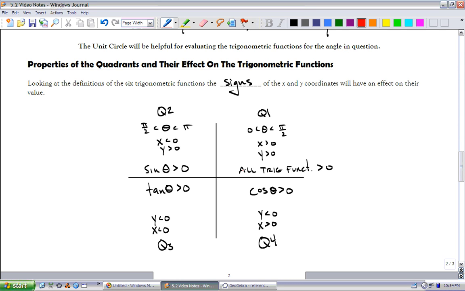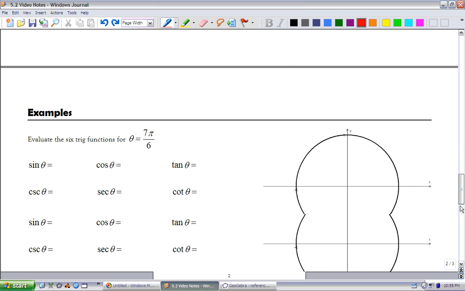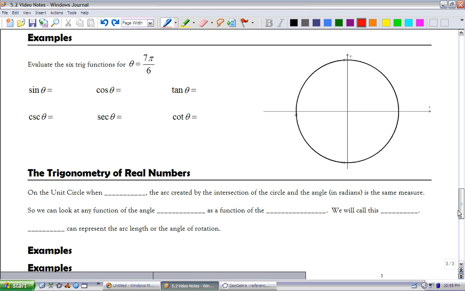Now, I'm not a huge fan of this, but as a mnemonic device to remember which ones are positive in what quadrants, there's a famous saying: all students take calculus. You get that from all, students, take, calculus: all trig functions, sine, tangent, cosine. So let's use this knowledge now to help us solve a problem here.